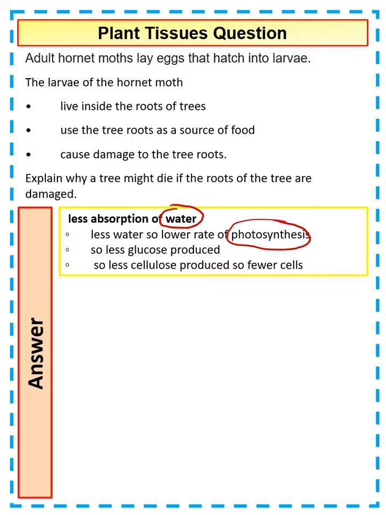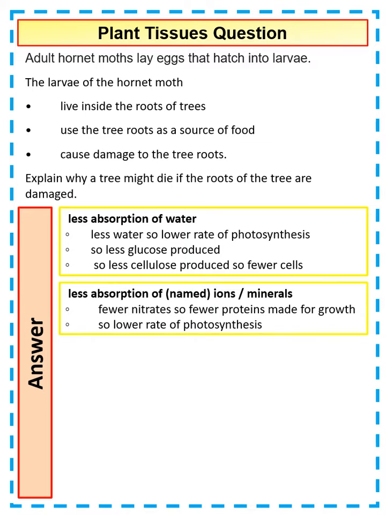If there's a lower rate of photosynthesis, we're going to produce less glucose, which means we'll be able to use less glucose to make things like cellulose or things that the tree needs. Right, so that's the first thing. The second thing is you could talk about less absorption by the roots of certain ions. The important one to talk about is nitrates, because nitrates are used to make proteins, and we need proteins for growth.